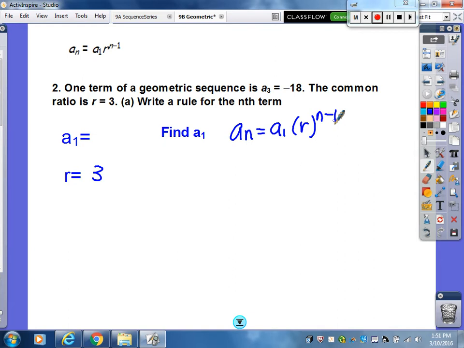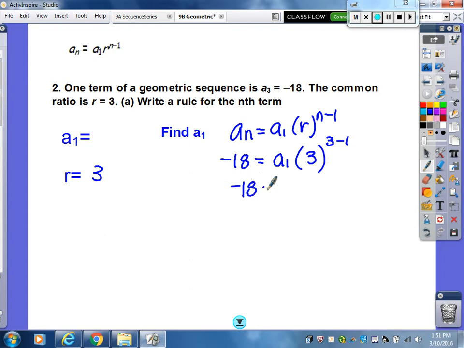Every time you use your formula, write it down. That kind of forces you to memorize it, okay? Because you're going to have to know these formulas for your quiz and for your test. Okay, so we're looking for my first term. My a sub n is negative 18, is equal to a1. My ratio, they told me, I'm sorry, I'm going back to the previous question, is 3, and my n is 3. Alright, let's solve for a1.